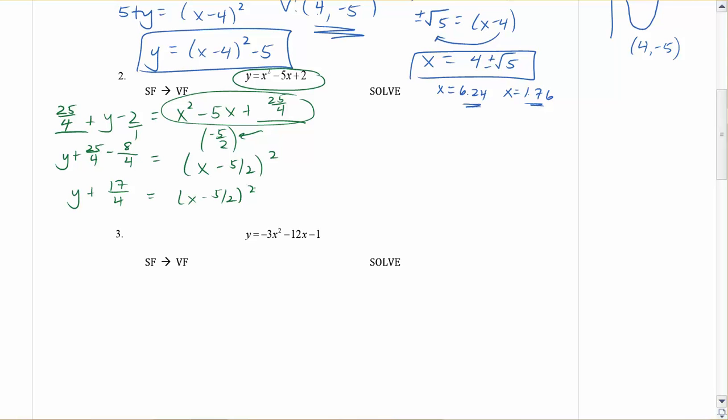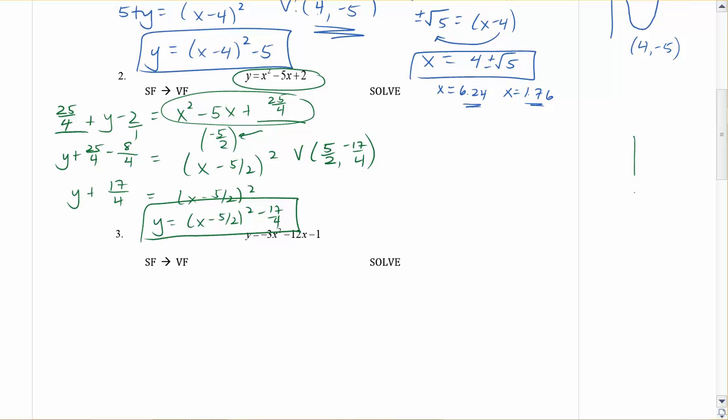And again, for my final answer, I want to get y by itself. So I'm going to say y equals x minus 5/2 squared, and then subtract the 17 over 4 over. So now my equation is in vertex form. My vertex would be positive 5/2.